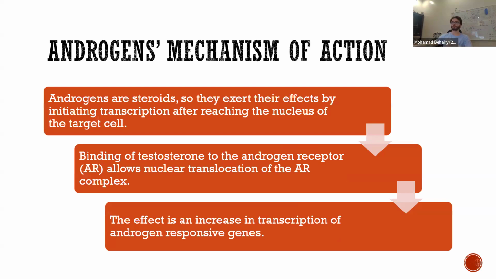But for those of you who prefer text, androgens are steroids, so they exert their effects by initiating transcription after reaching the nucleus of the cell. So the binding of testosterone to the androgen receptor will allow the nuclear translocation of the androgen receptor complex. When they combine, testosterone with the androgen receptor, together they will be able to go to the nucleus. What is the effect? Increase in transcription of the testosterone responsive genes. We will have the desired effects.